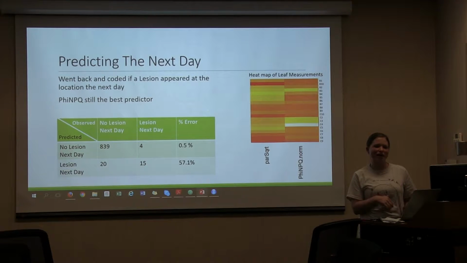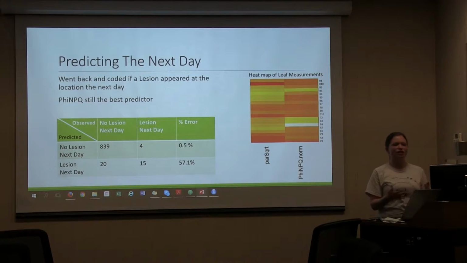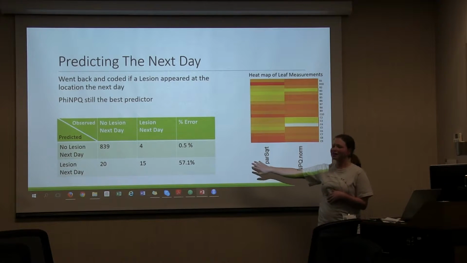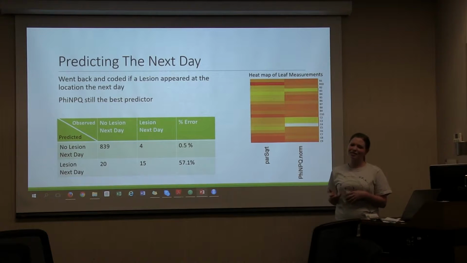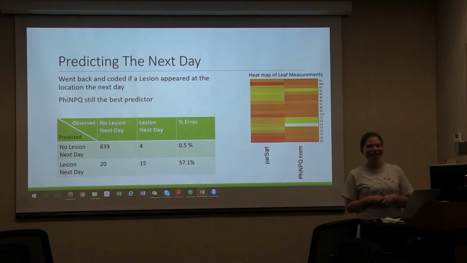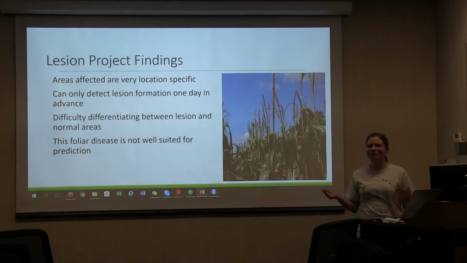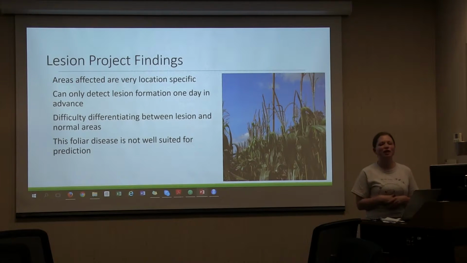And then if you go back and say, okay, in this location, will a lesion appear tomorrow? That classification is even worse. So as you can assume from these project findings, they weren't great for this idea of early detection of northern corn leaf blight.